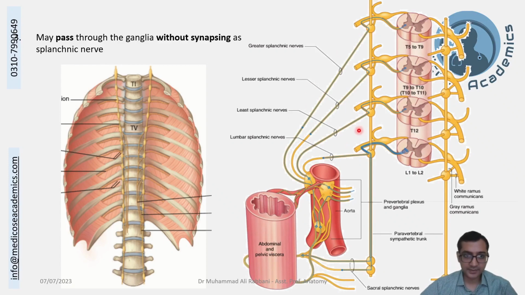These are the preganglionic splanchnic fibers, and they can be seen right here. They are independent nerves, and they penetrate the crus of the diaphragm and go down.